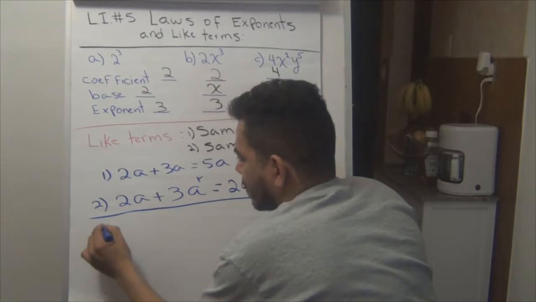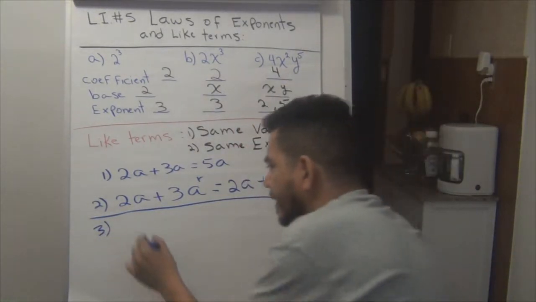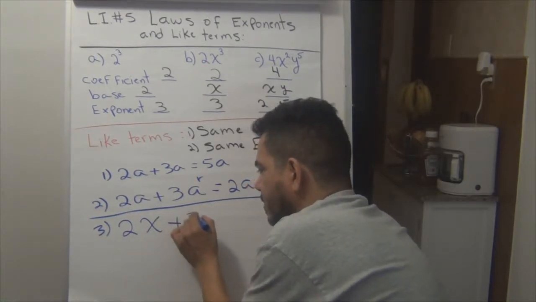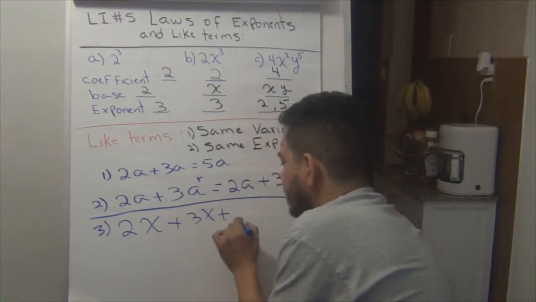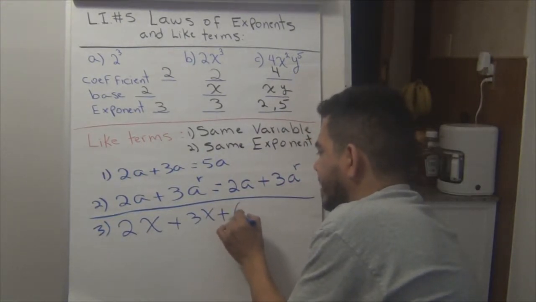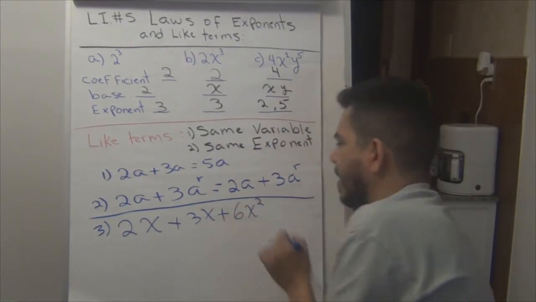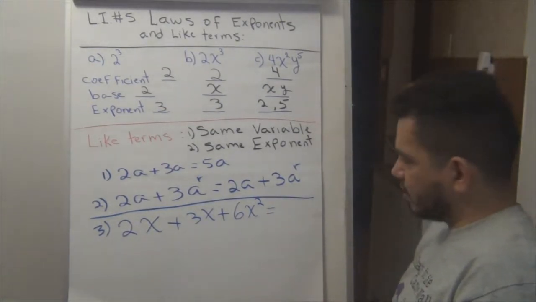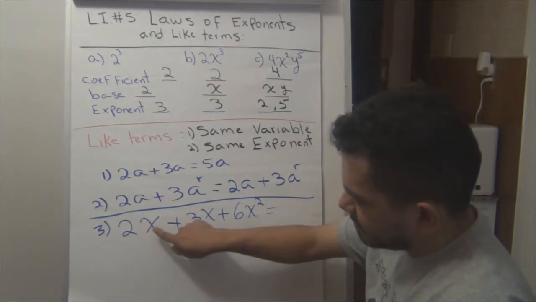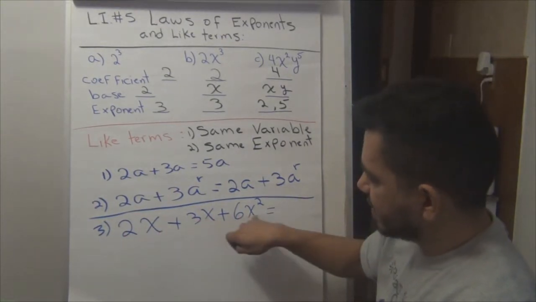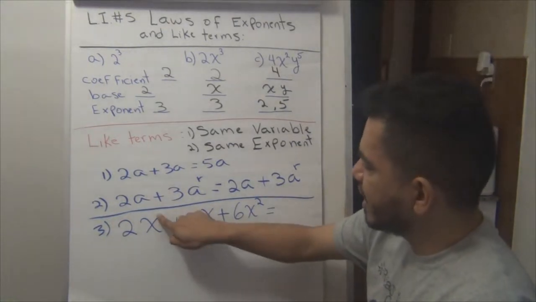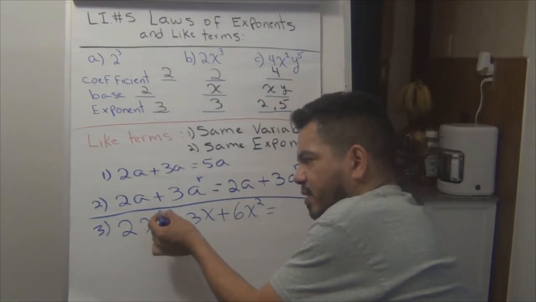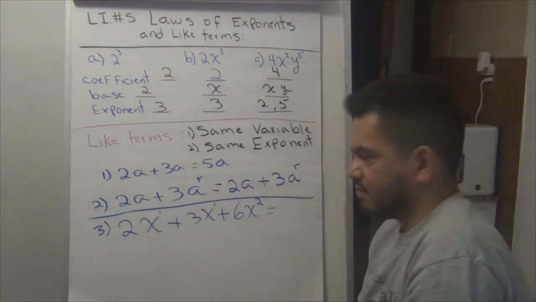Another example of like terms, okay? This time we're going to use x. So 2x plus 3x plus 6x to the 2nd power. What is this equal to? Well, 2x's, same variable? Yes. Same exponent? Yes. By the way, whenever you don't see a number, an exponent is always a 1, just in case.